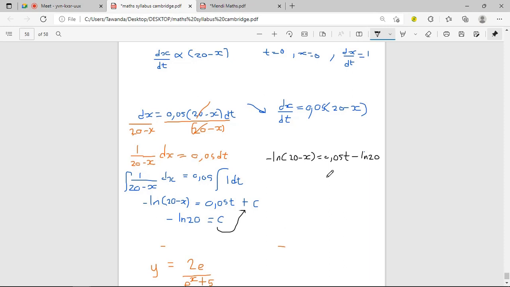But let us simplify. Let's make x in terms of t in this case. What if I take minus ln 20 here to this side? I'm going to have what?